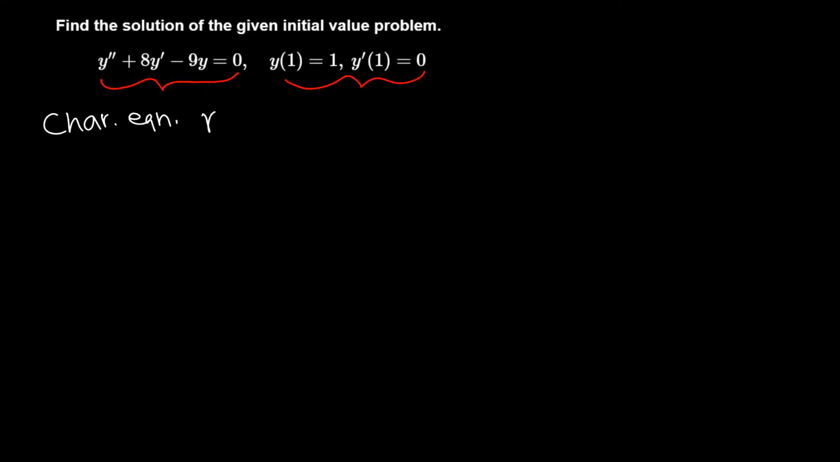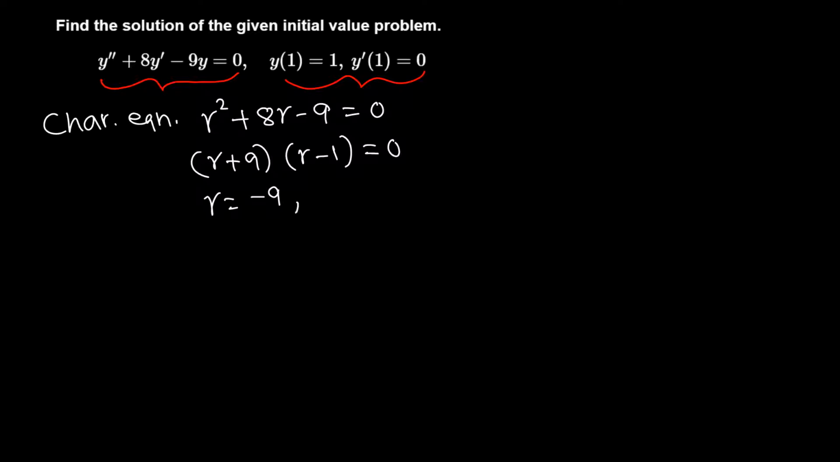The characteristic equation is r squared plus 8r minus 9 equals 0. Let's solve this by factoring because it factors: (r plus 9)(r minus 1). Okay, so r equals negative 9 and 1. That means e raised to negative 9t is one solution and e raised to 1t is another solution. So these are two solutions and their linear combination is a general solution.